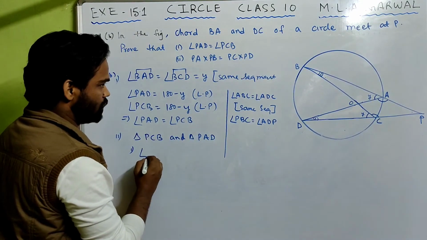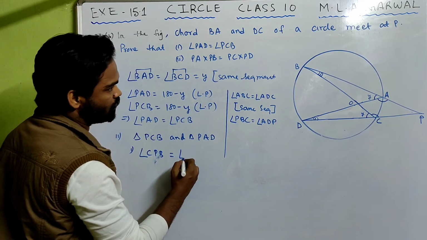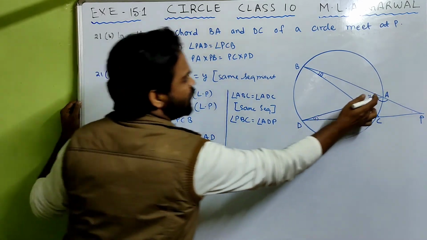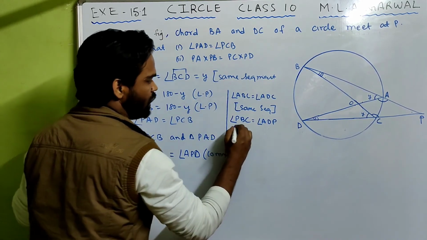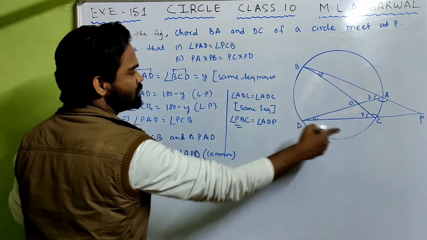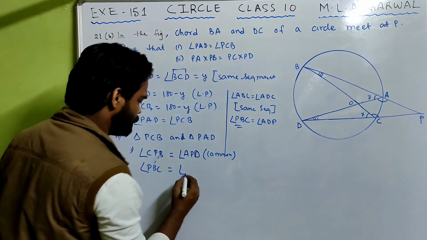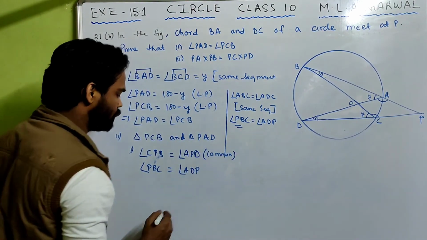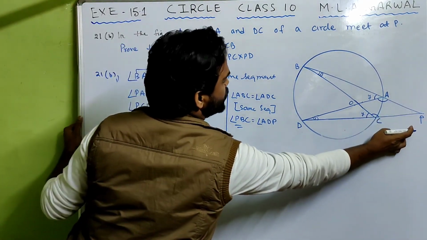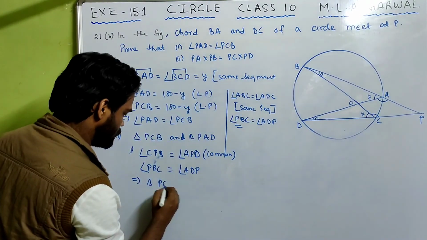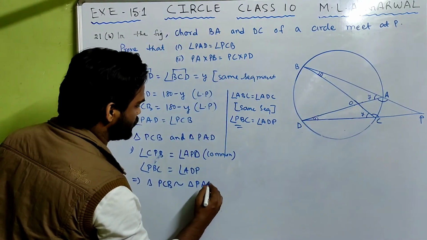So angle CPB is equal to APD. That's common angle. And this we just got, angle PBC is equal to ADP. Just proved, which means triangle PCB is similar to triangle PAD, where P and C correspond to PAD, isn't it?